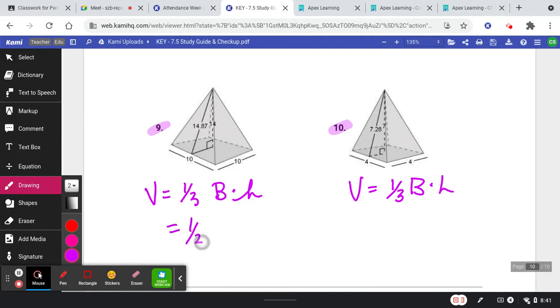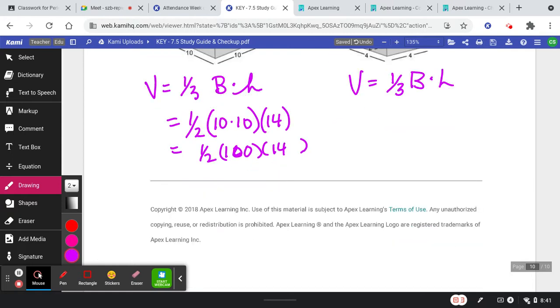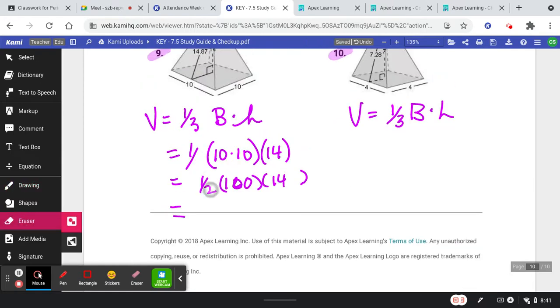So 1/3 of the area of the big base. What's my area of the big base? Yep, 10 times 10, right? And then your height of the whole thing. Remember, there's a slant height and there's an interior height or altitude. Which one do you want to use? Good. So half of 20 times 14. 100 times 14. Yep. Oh, thank you, thank you.